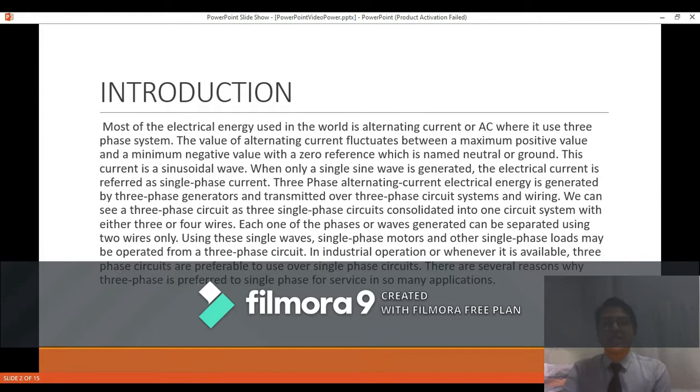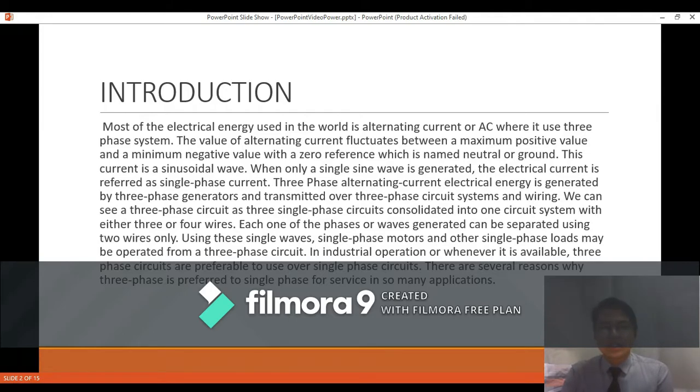Three-phase alternating current electrical energy is generated by three-phase generators and transmitted over three-phase circuit systems and wiring. We can see a three-phase circuit as three single-phase circuits consolidated into one circuit system with either three or four wires. Each phase or wave generated can be separated using two wires only. Using these single waves, single-phase motors and other single-phase loads may be operated from a three-phase circuit.